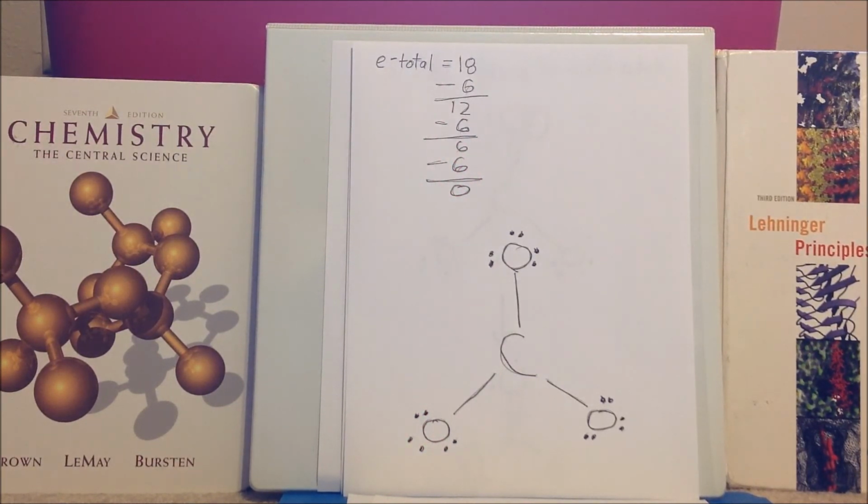It is time to now check octets. Each oxygen is the same, so let's count those first. 2, 3, 4, 5, 6, 7, 8. Oxygen has a full octet. So would this one, and so would this one. Carbon does not. It only has 2, 4, 6 electrons. Remember, each line counts as 2 electrons or 2 dots. Carbon will need its octet fulfilled.